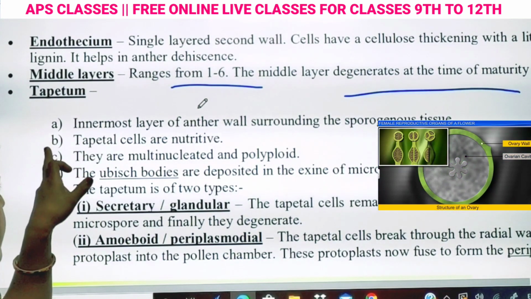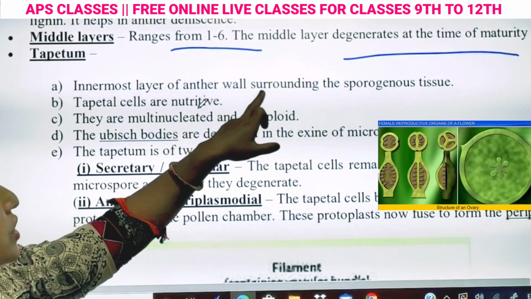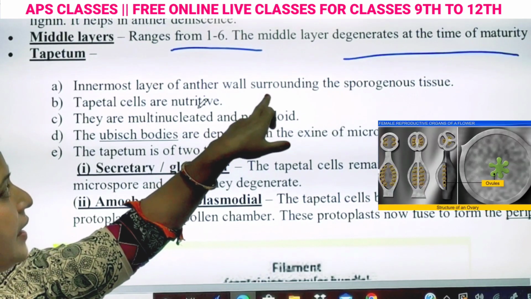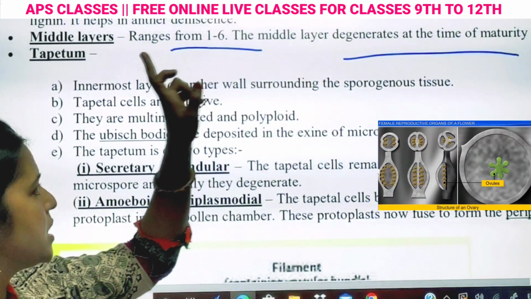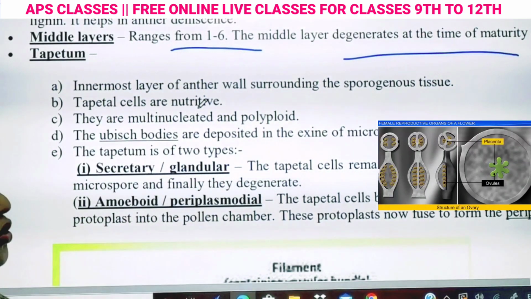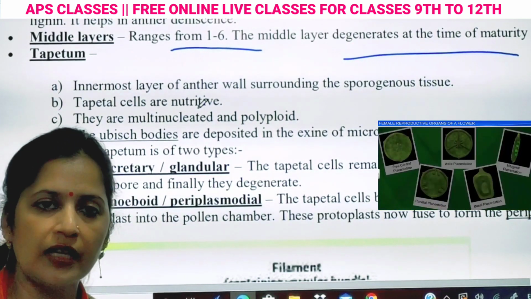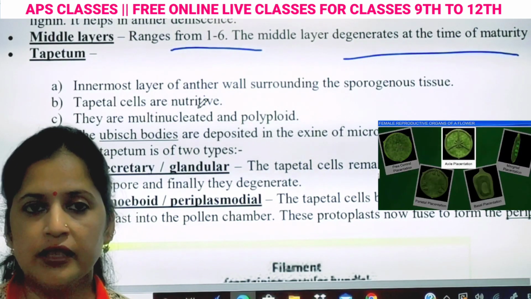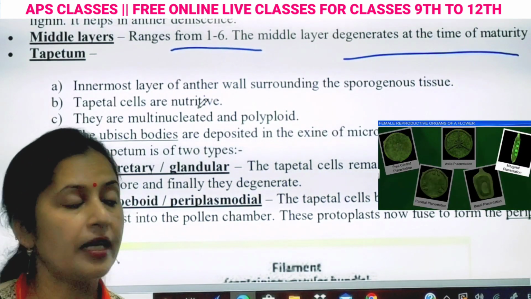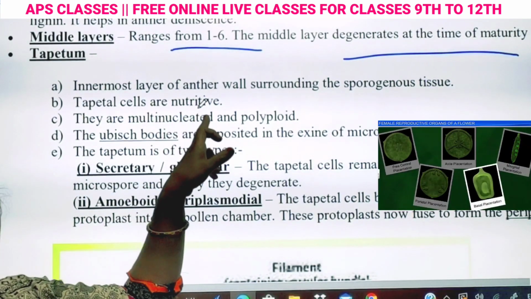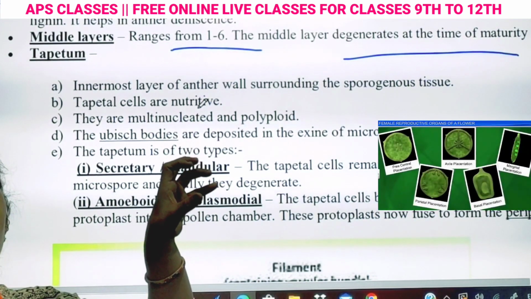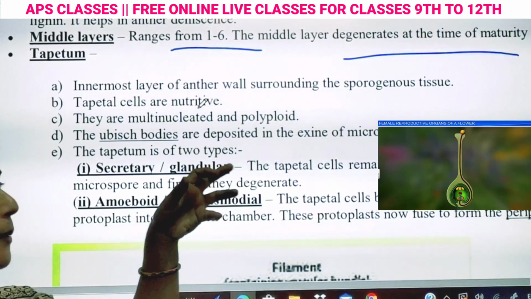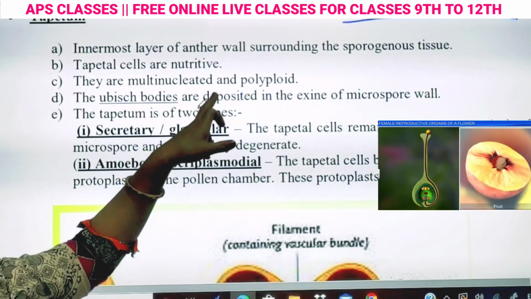Next is the tapetum, the innermost layer of the anther wall surrounding the sporogenous tissue. Tapetal cells are nutritive. As we said, the tapetum provides nourishment to the pollen sacs of the anther. It plays an important role in nutrition to the developing microspores. They are multinucleated and polyploid.